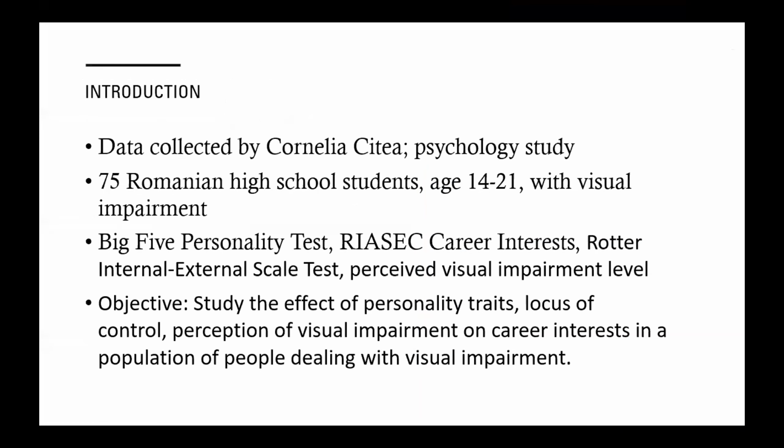The parameters analyzed were the Big Five personality test, VSA career interest, Rotter internal external scale test, and the perceived visual impairment level. The objective is to study the effect of personality traits, locus of control, and perception of visual impairment on career interests in a population of people dealing with visual impairment.